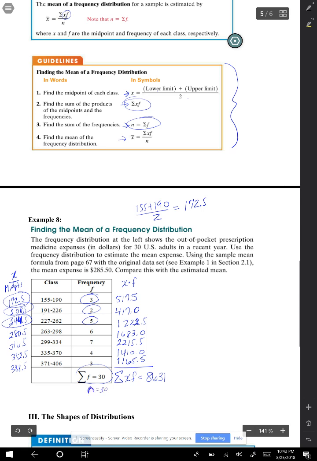N would be 30. And then what you're going to do is say that the sample mean, remember that's X bar, is equal to the sum of XF divided by the number in the sample, N. So this would be 8,631 divided by 30, and that would be 287.7. And that would be the mean of a frequency distribution. Again, we can do this on the TI-84 graphing calculator, and I will show that in a separate video.